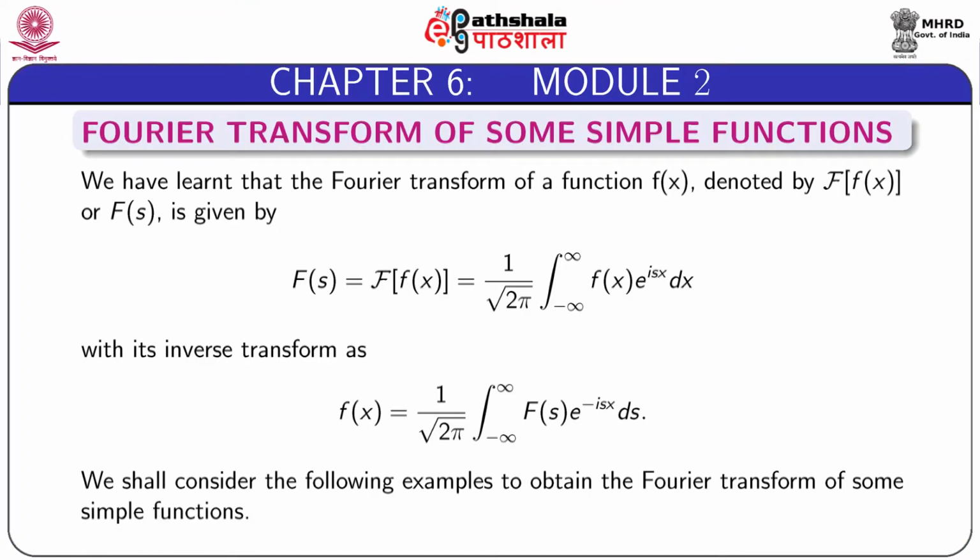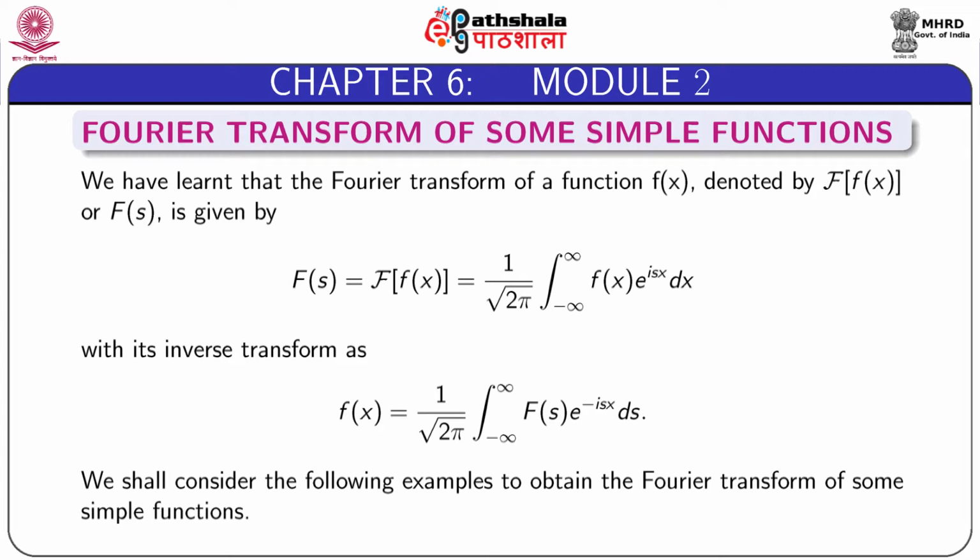We have learned that Fourier transform of a function small f(x), which is denoted by curl f of f(x) or capital F(s), is given by curl f of f(x), which is a function of s, equal to 1 by root 2 pi integral minus infinity to plus infinity small f(x) e to the power I s x dx, and its inverse transform is given by small f(x) is equal to 1 by root 2 pi integral minus infinity to plus infinity curl f of f(x) e to the power minus I x s ds.